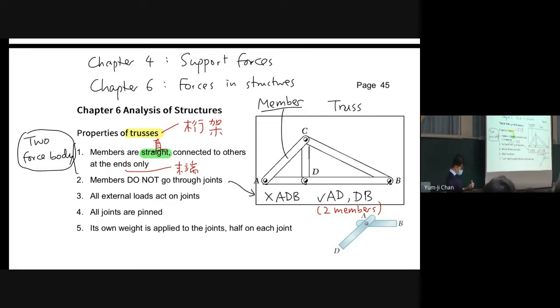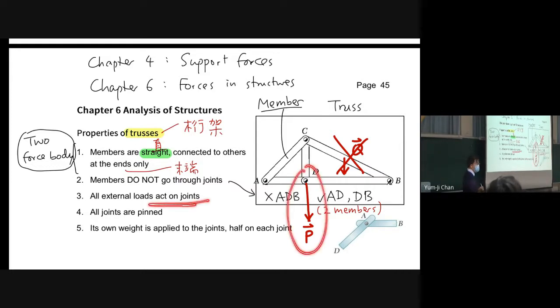And the third thing is all external loads act on joints. So if we have an external force P, it acts on a joint. So we don't have this. We only have forces acting on joints.